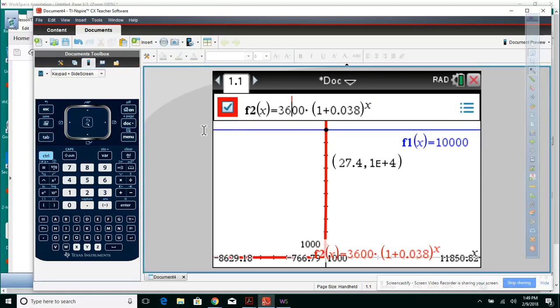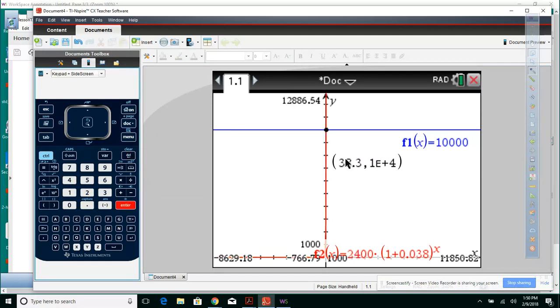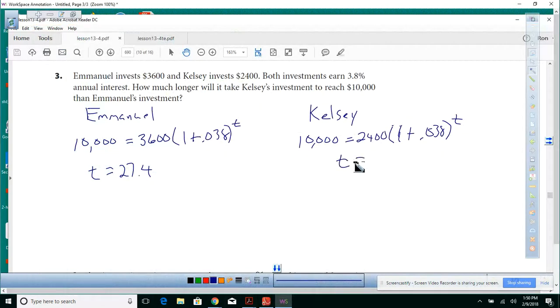So let's go in here and change that to 2,400. Press enter. And notice that's 38.3. So T equals 38.3. So to find how much longer, that would be 38.3 minus 27.4. And I believe that's 10.9. Okay.